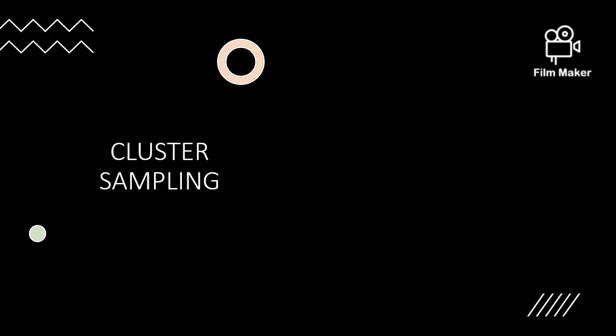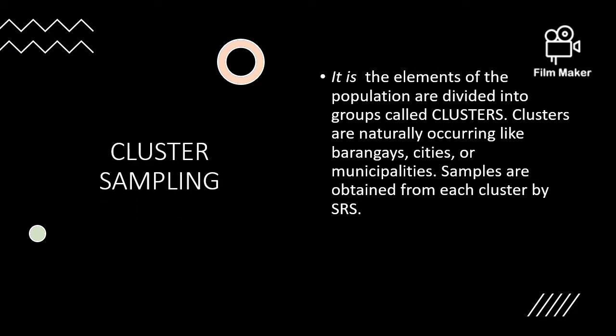Cluster sampling. The elements of the population are divided into groups called clusters. Clusters are naturally occurring, like barangays, cities, or municipalities. Samples are obtained from each cluster by SRS, or simple random sampling.